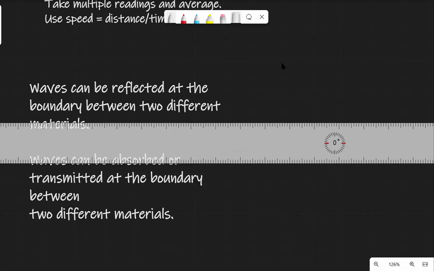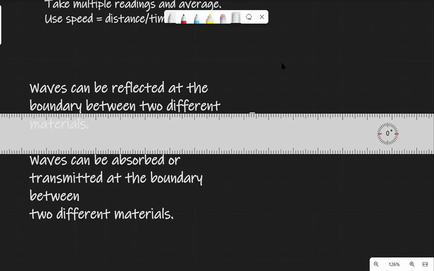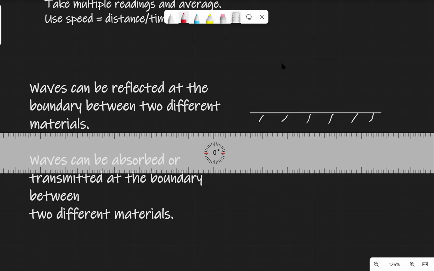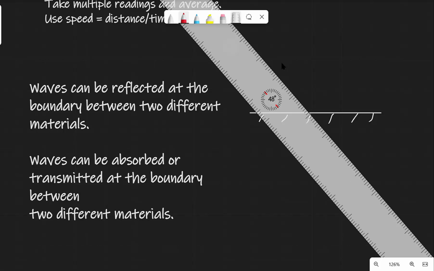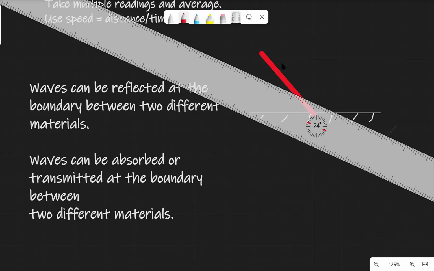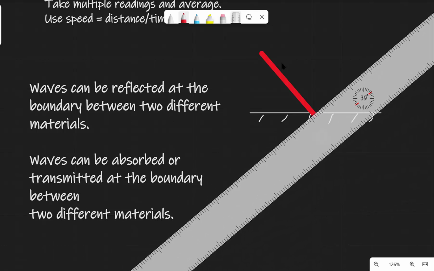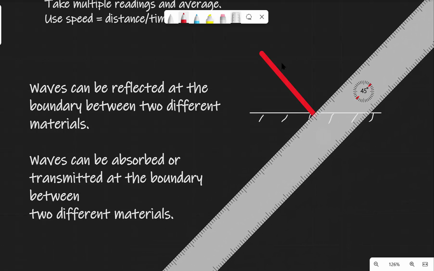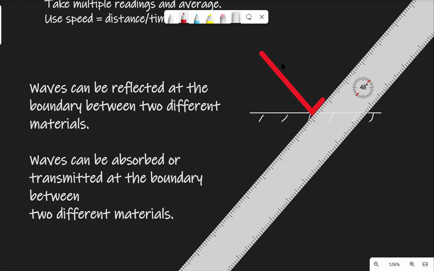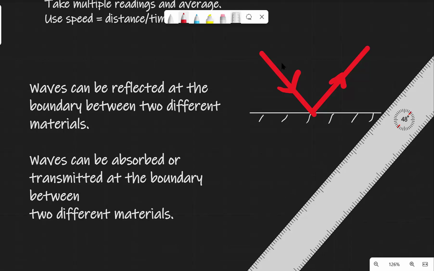It's important to know that waves can be reflected at the boundary between two different materials. Now, what do I mean by this? Imagine that we have something like a mirror, and a ray of light which strikes this surface across here. It can reflect, and if that's the case, the rule is that the angle of incidence will equal the angle of reflection. So it was 48 before, and it's going to be 48 afterwards. And we can see that this here is an example of a reflected ray.